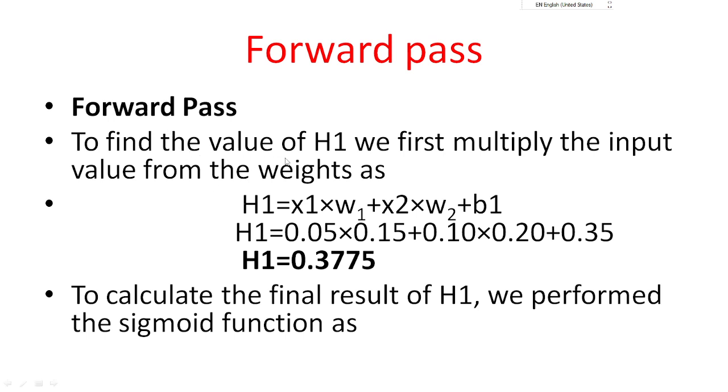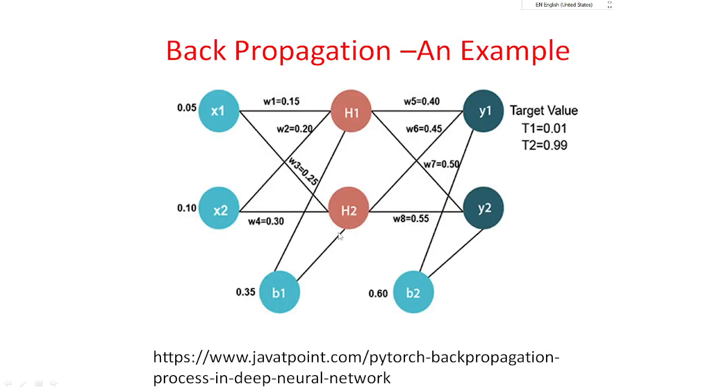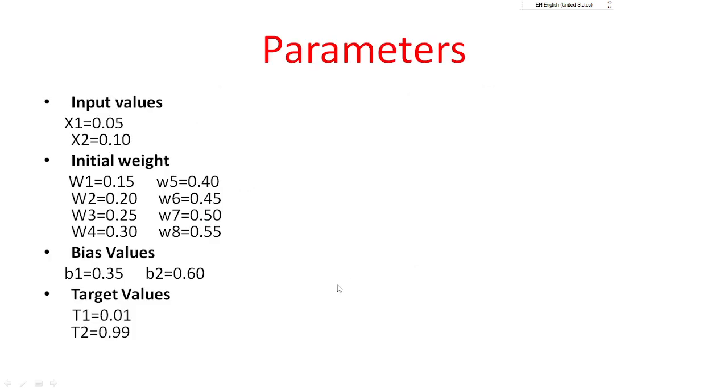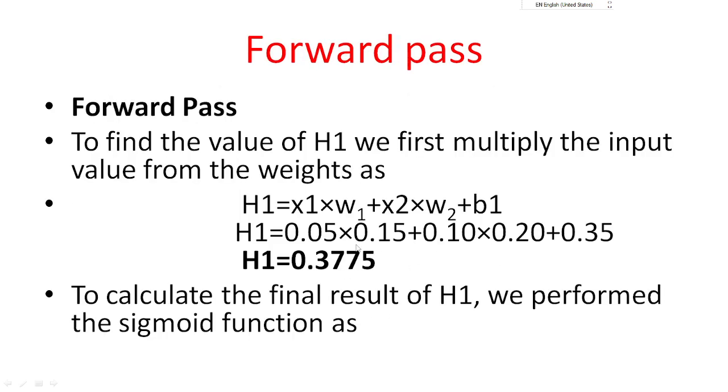Forward propagation: to find the value of h1, first you multiply the input values by the weights. x1 is connected to h1 with w1, and x2 is connected to h1. So w1 is 0.15, so 0.15 multiplied by 0.05, then 0.20 multiplied by 0.10, plus the bias, which is 0.35. What do you get? This is the pre-activation value for h1.